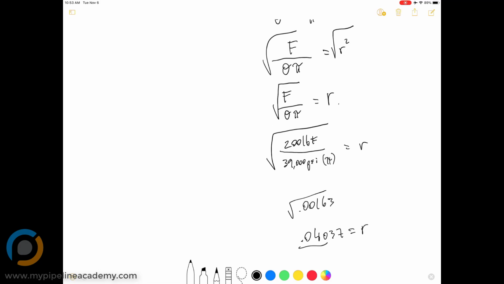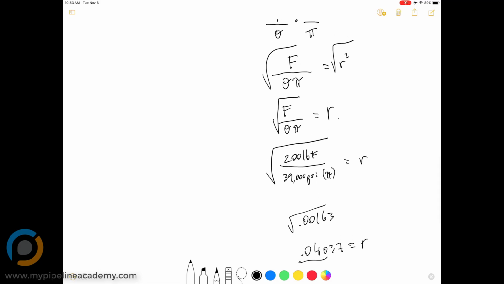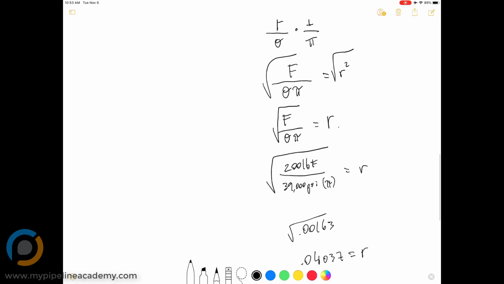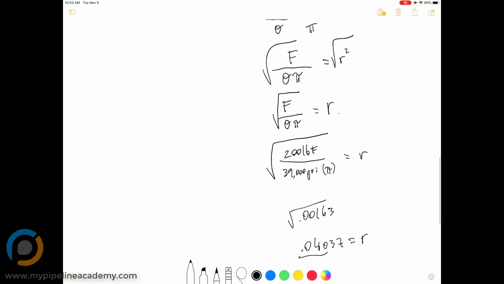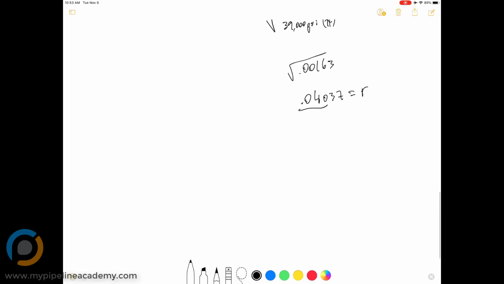Now, I think that diameters are a little bit easier to think about just conceptually. So if our radius is that, what diameter is our rod going to be? Just times 2. So that's like 0.80, right? 80 thousandths of an inch. So what's that telling us? What does that mean?